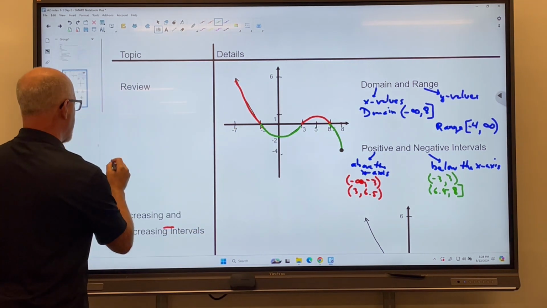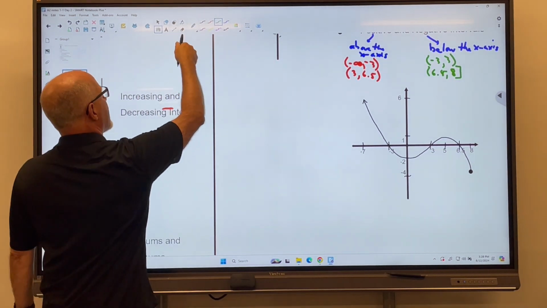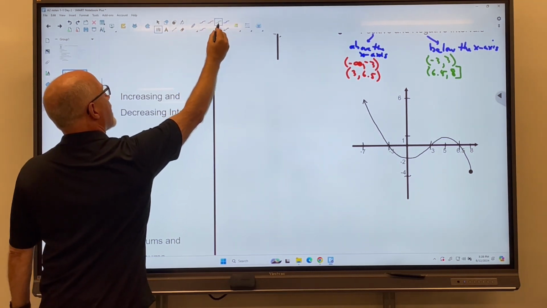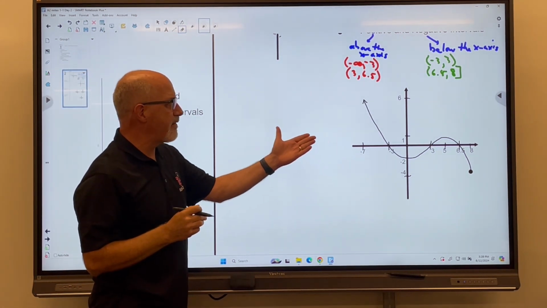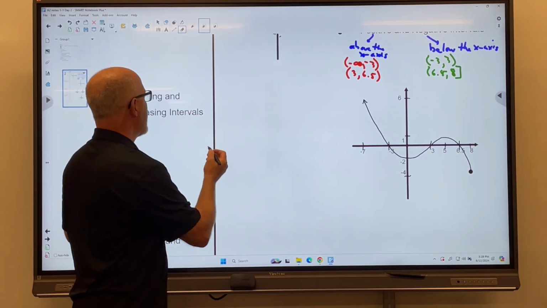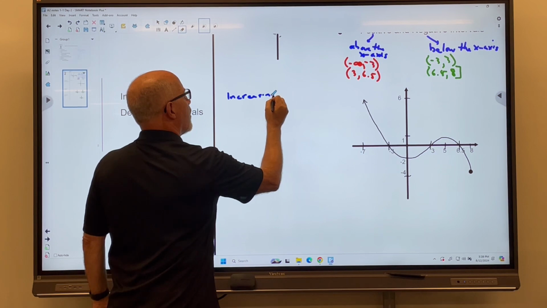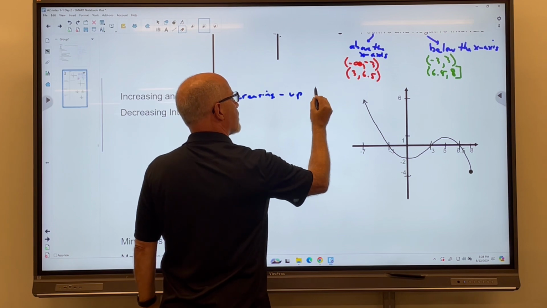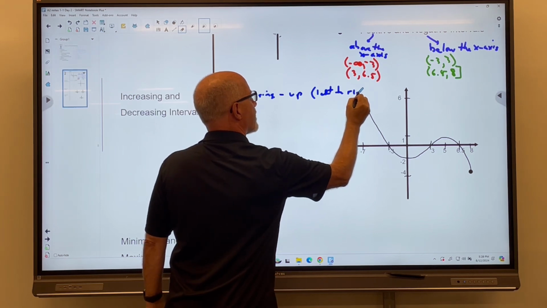Now let's go ahead and look at something new. Decreasing and increasing. Okay, so let's go ahead and look at this graph here. This is the exact same graph, and look at when it's increasing and decreasing. Increasing means it's going up from left to right. Okay, so we'll go left to right.